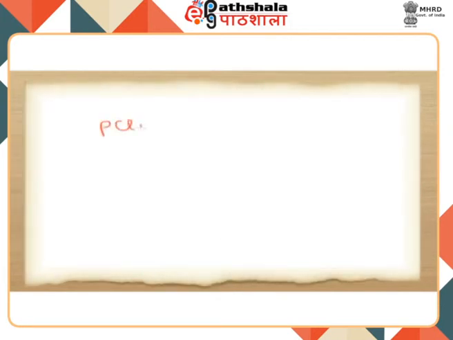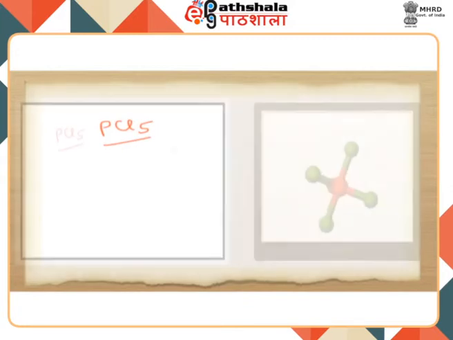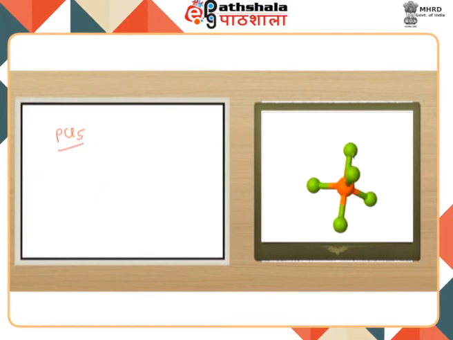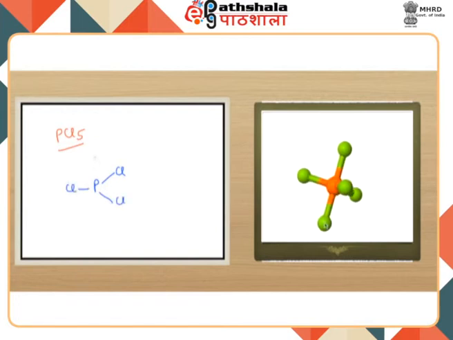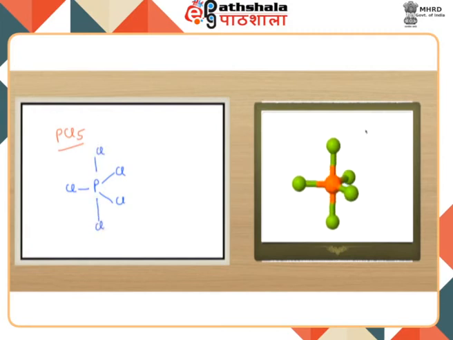Considering the next case, which is PCl5, that is the phosphorus pentachloride molecule, as you are aware, it is trigonal bipyramidal, that is, these three chlorines are in the same plane, and there is one chlorine on the top and one chlorine on the bottom side.